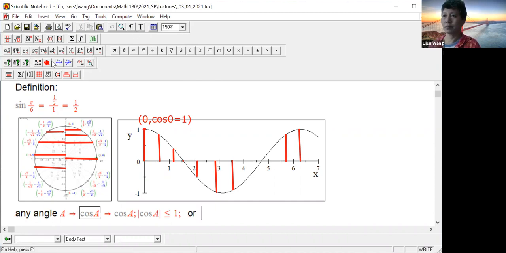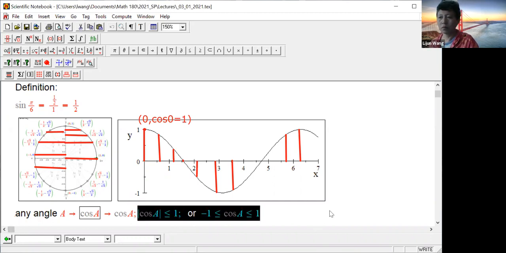Or what happens? It's between negative one and positive one. These two forms, along with the sine two forms, you will be tested left and right over and over again this semester, because I want you to be fully prepared for your calc on this matter.